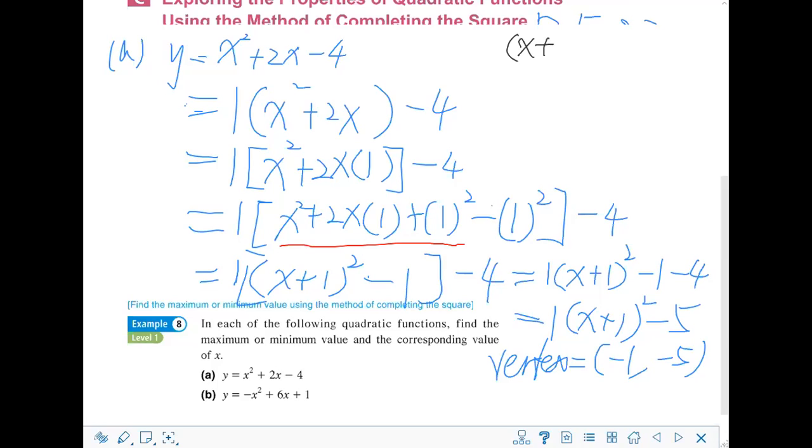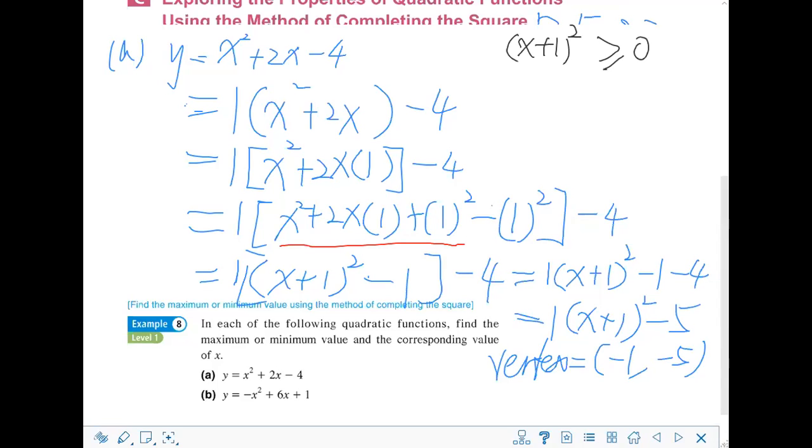that x plus 1 square, the perfect square, no matter what x it is, no matter what value we substitute into the x, it is always larger than or equal to 0. Okay, larger than or equal to 0.